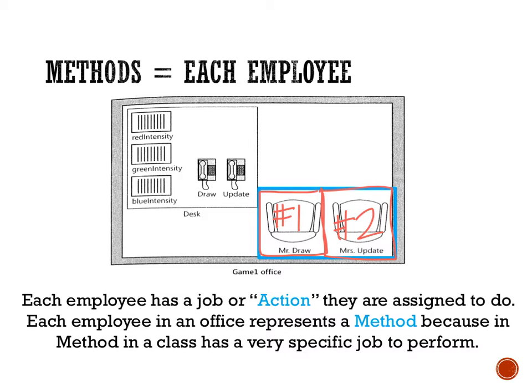And each method has a very specific job to perform. So just like every employee in your office has a specific job that they are supposed to be performing, each one of these methods, in fact, has a job that it is supposed to be performing. So keep that in mind. Your employees are your methods. They are the things that have a job to do. They have a specific action that they will perform.